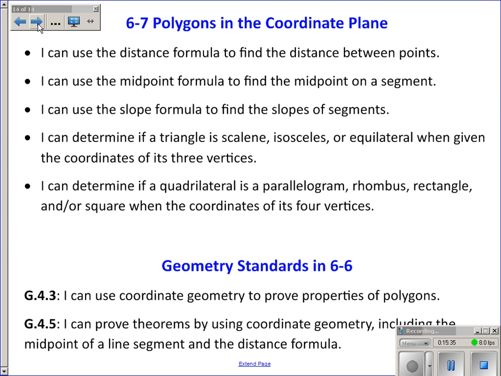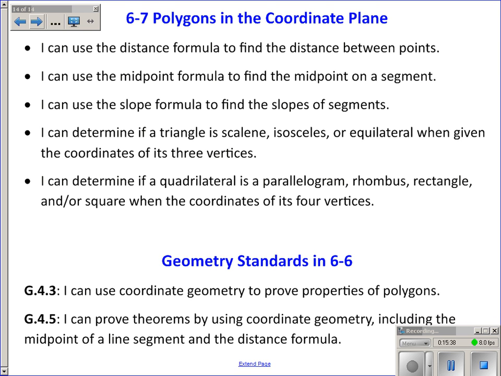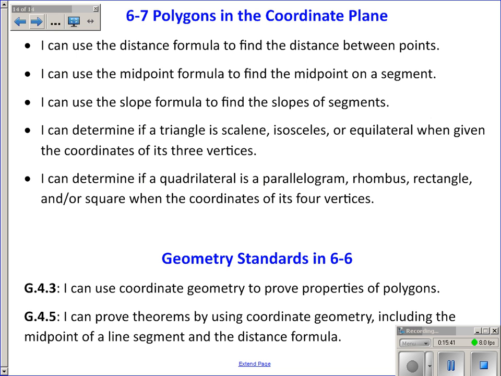I hope that by now you can use the distance formula, as you'll have lots of practice with it in this section. You can use the midpoint formula to find midpoints on a segment, and the slope formula to find the slopes of segments. Remember that segments with the same slope are parallel. Segments with perpendicular slopes will have slopes that are negative reciprocals of each other. I also hope that you can determine if a triangle is scalene, isosceles, or equilateral, or if it's a right triangle or not. And that you can determine if a quadrilateral is a parallelogram, rhombus, rectangle, trapezoid, kite, isosceles trapezoid, all the different kinds of quadrilaterals that we've discussed in this chapter.